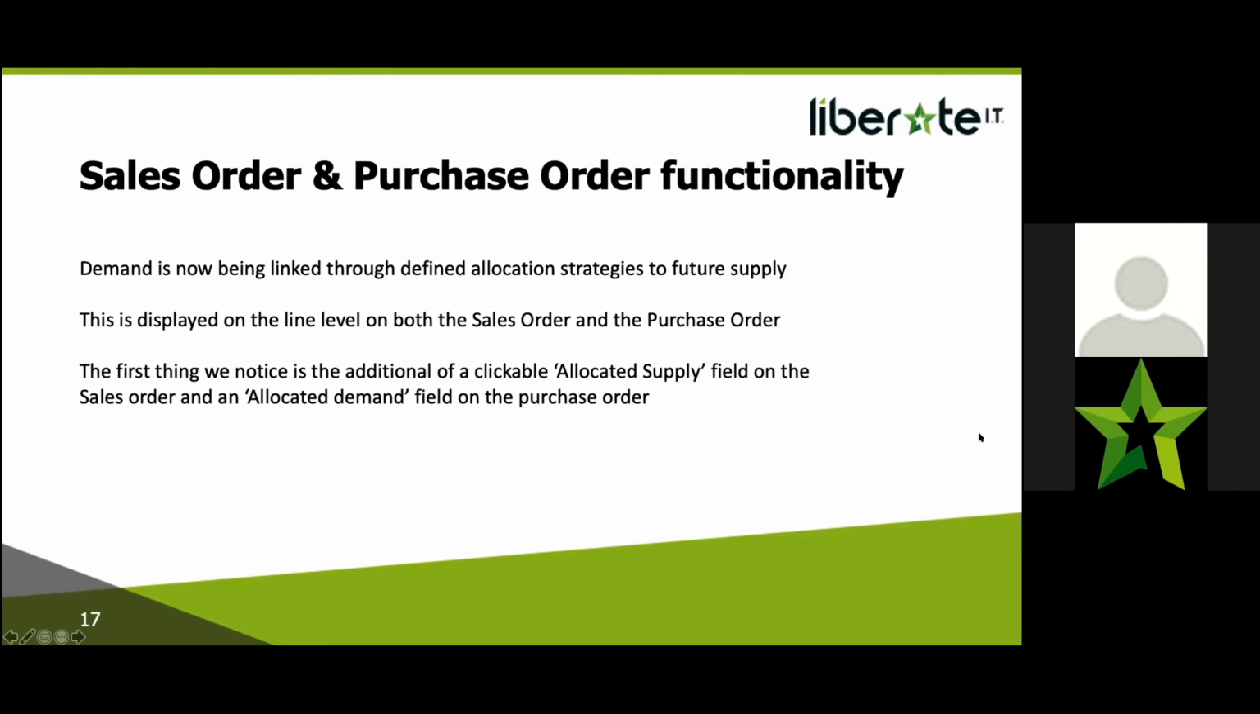Right, so sales order and purchase order functionality. Demand, now that we've done this, is being linked through defined allocation strategies to future supply. This is displayed at line level on both the sales order and on the purchase order. The first thing that we notice is the addition of a clickable allocated supply field on the sales order, and there's an allocated demand field on the purchase order.